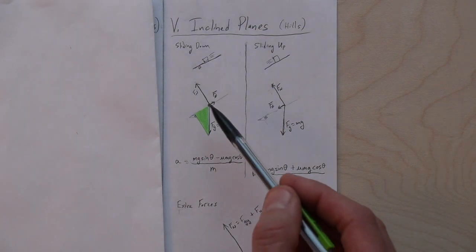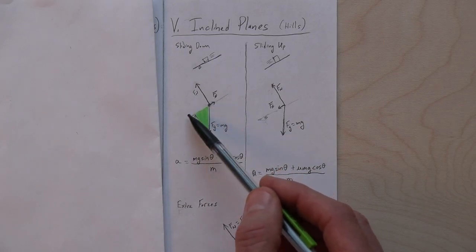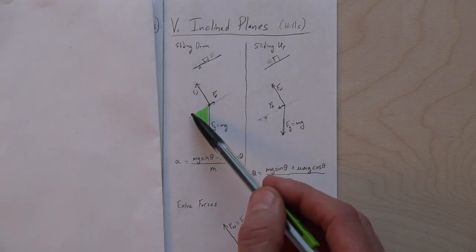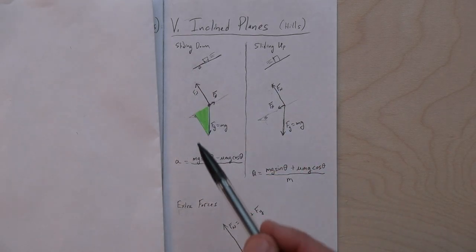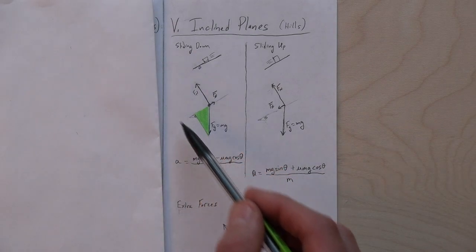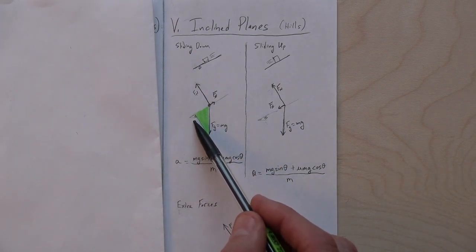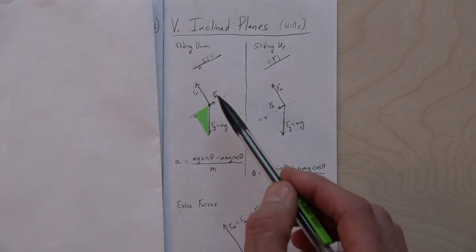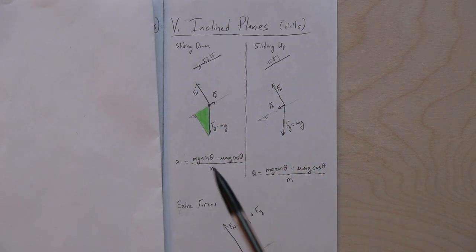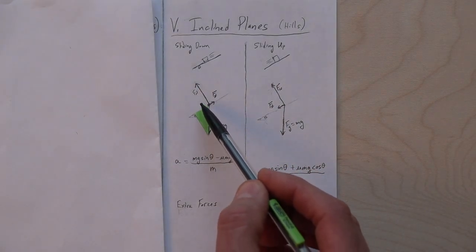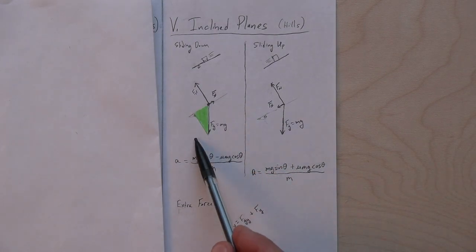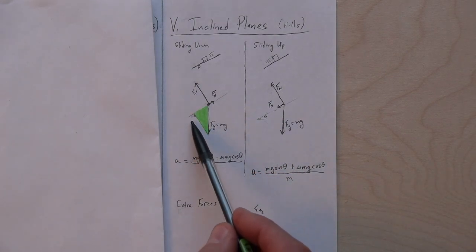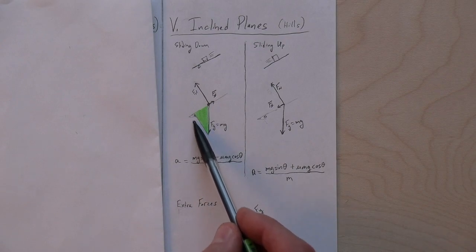So this component is what's pulling the person down the hill. We call that x. Even though it's not lined up this way, we call it x anyways. So the x-axis goes this way. This is the y-axis. This component here is balanced by the normal force. And if this is theta, that's the opposite side. This is mg sine theta right here. And this is the adjacent side to theta. This is mg cos theta.